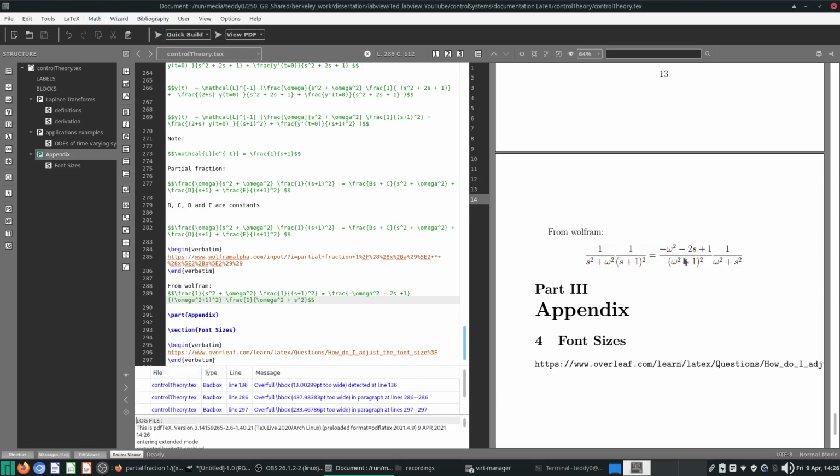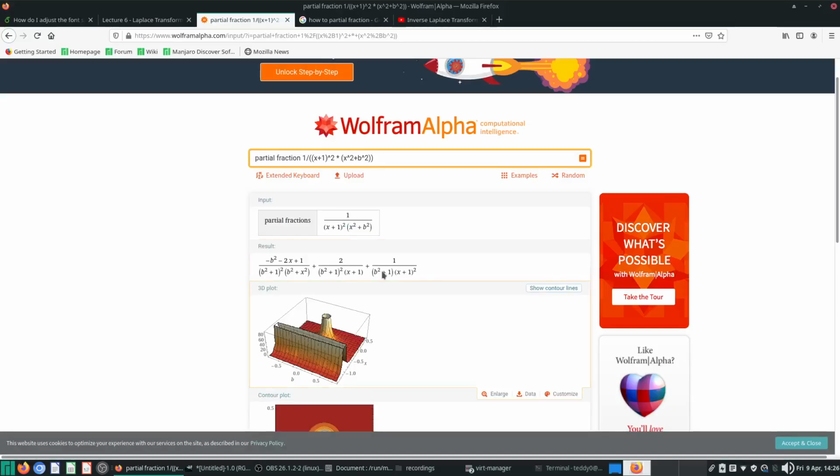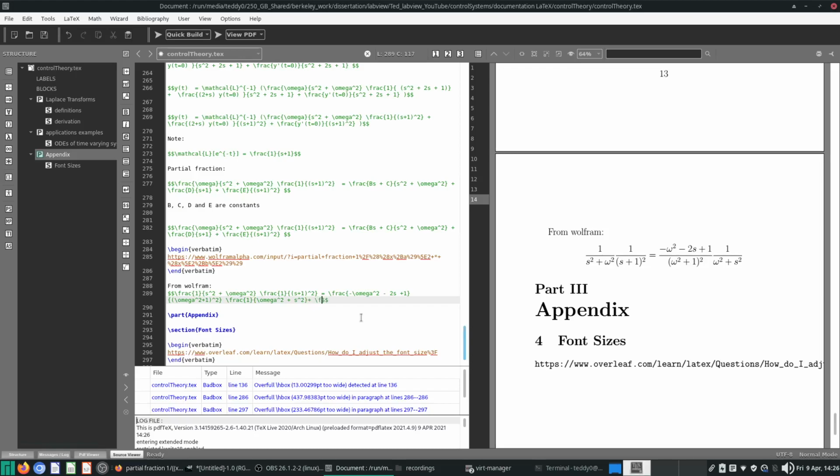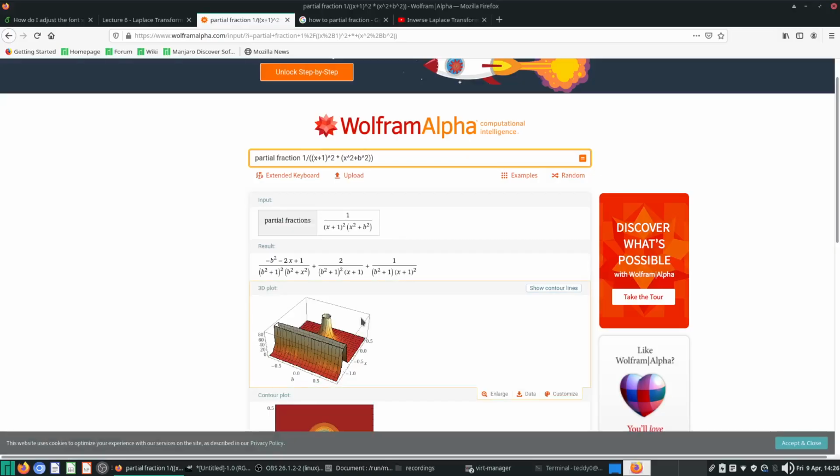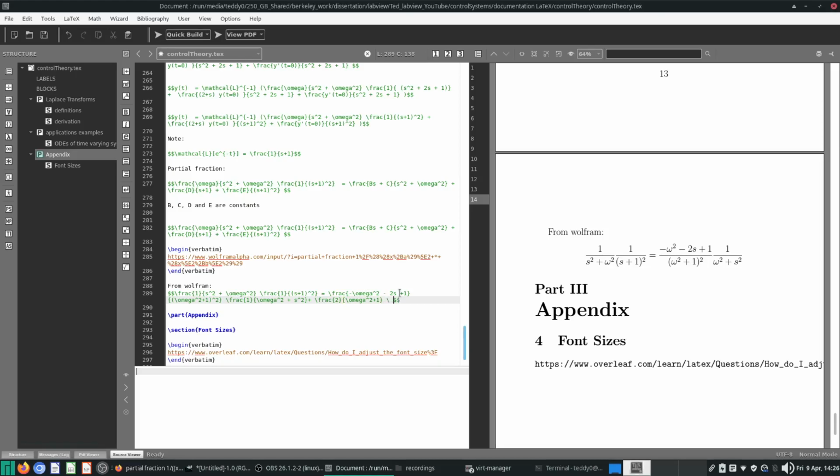There are a fair bit of constants here. Omega is a constant, so don't let that worry you. Basically we can reduce this whole signal here into sines and cosines. That's the first part. The second one is 2 over b squared plus 1, which is omega squared plus 1. Then we have an exponential decay curve, 1 over s plus 1.